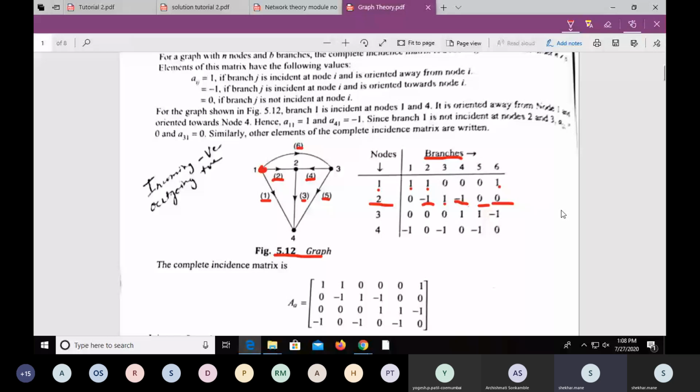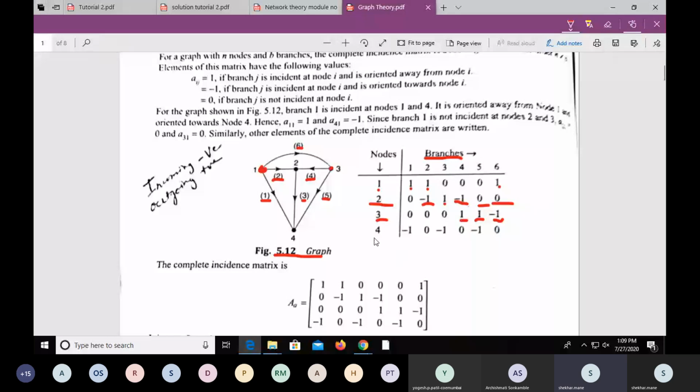Have you understood this? Yes, sir. Similarly you can see for node 3. See, this is node 3. Branches 6, 4 and 5 are connected to node 3. So 6 is incoming, so incoming means -1. 4 outgoing, 5 outgoing, so 1, 1. And then 0, 0, 0 because branches 1, 2, 3 are not connected.